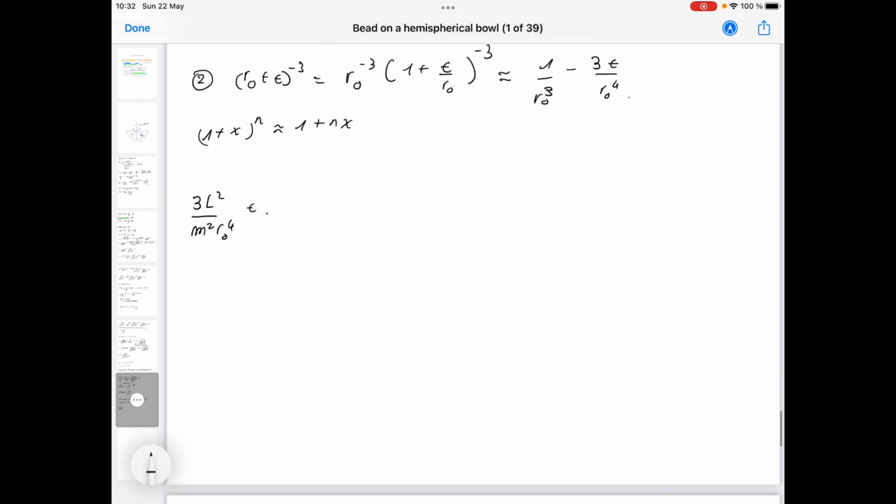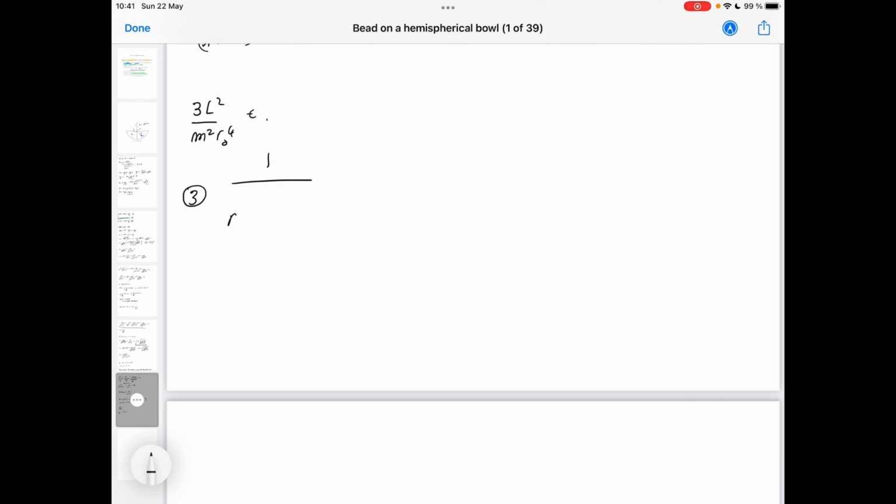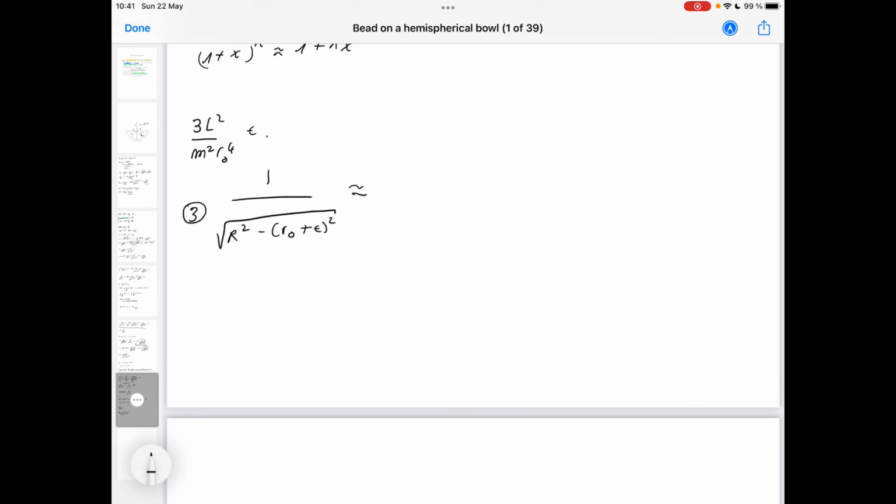And now let's look at the third term. In this third term we have a bit of a more complicated expression. We have 1 over the square root of R squared minus (R naught plus epsilon) squared. We can Taylor expand this and say it's approximately equal to 1 over the square root of R squared minus R naught squared, plus R naught epsilon over (R squared minus R naught squared) to the 3 halves. I'm just differentiating this expression with respect to epsilon and evaluating it at epsilon equals 0, at R naught.